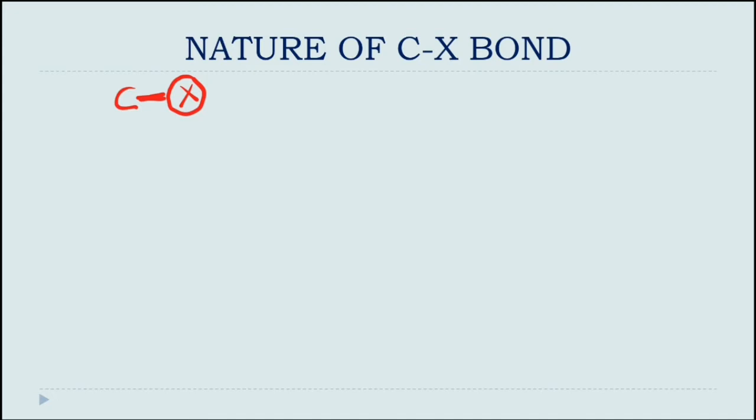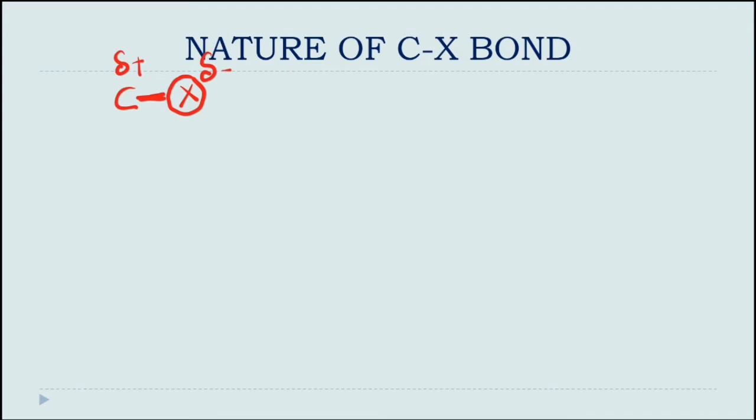And what is a polar covalent bond? The covalent bond in which some ionic character is present, and this ionic character is introduced due to the difference in electronegativity. So here, because halogen has more electronegativity, it will attract the electrons of the bond pair and gain a partial negative charge, and carbon will gain a partial positive charge. So due to this charge separation, there is a dipole moment in this bond, or we can say that this bond is a polar covalent bond.